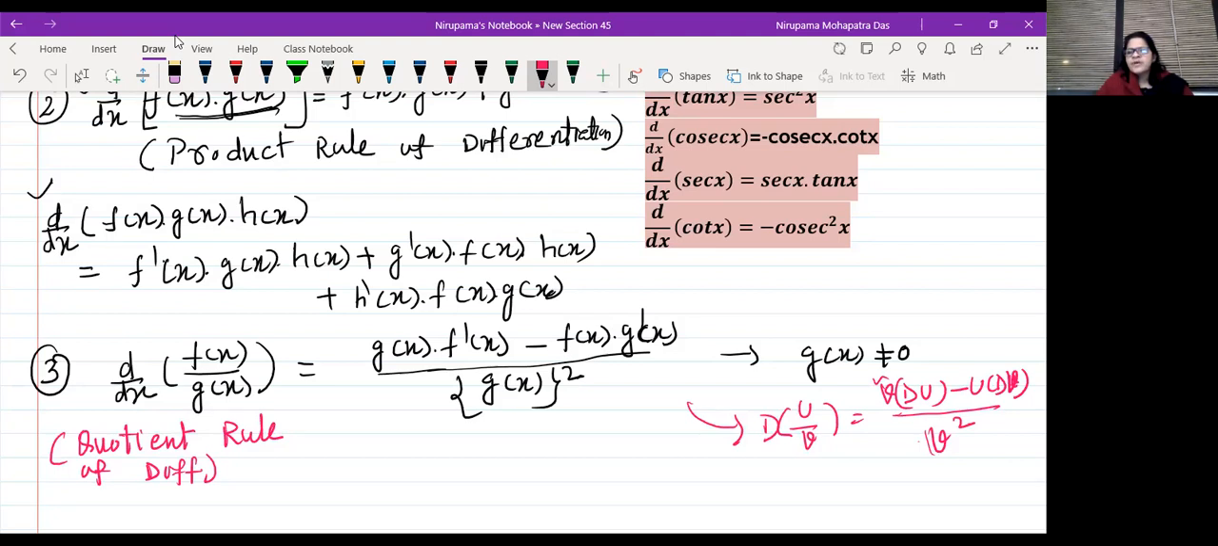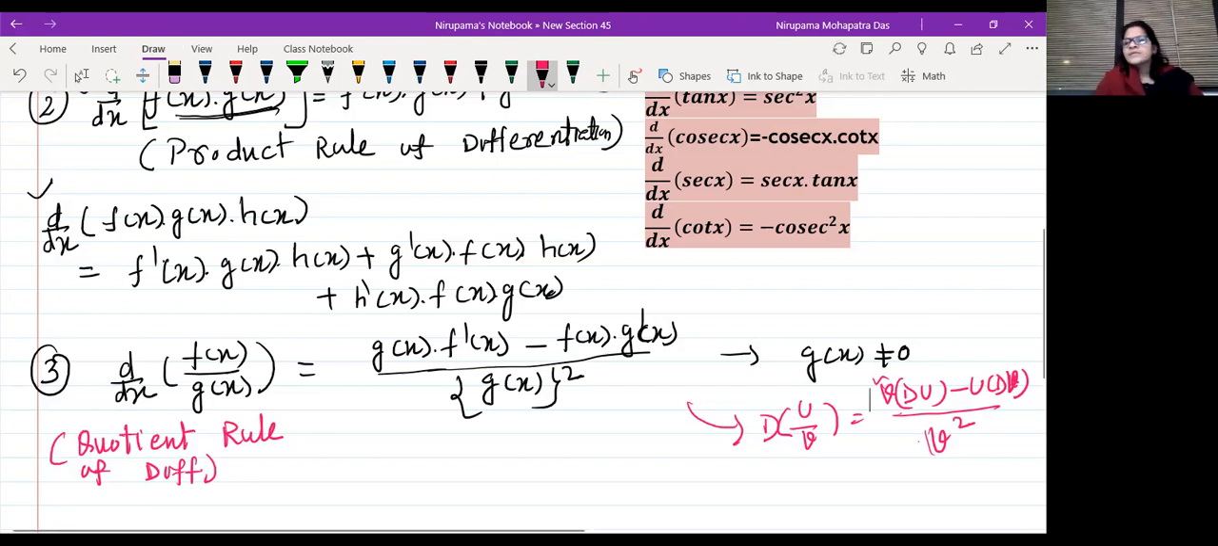So v du minus u dv. Because in the case of the product rule, if the order of the terms is changed, that doesn't matter. But here, if you change the order of the terms, numerator and denominator, while differentiating, you may make an error in the solution. So the derivative of u by v is v square, v du minus u dv. And of course, v should not be equal to 0. When I write u and v here, it means u and v are functions of x.